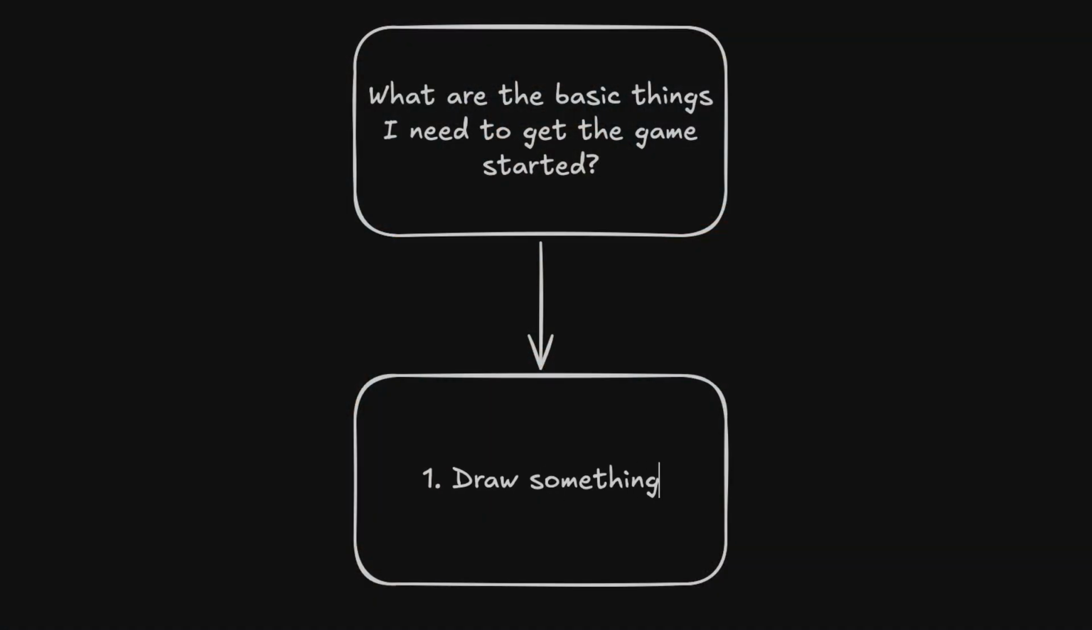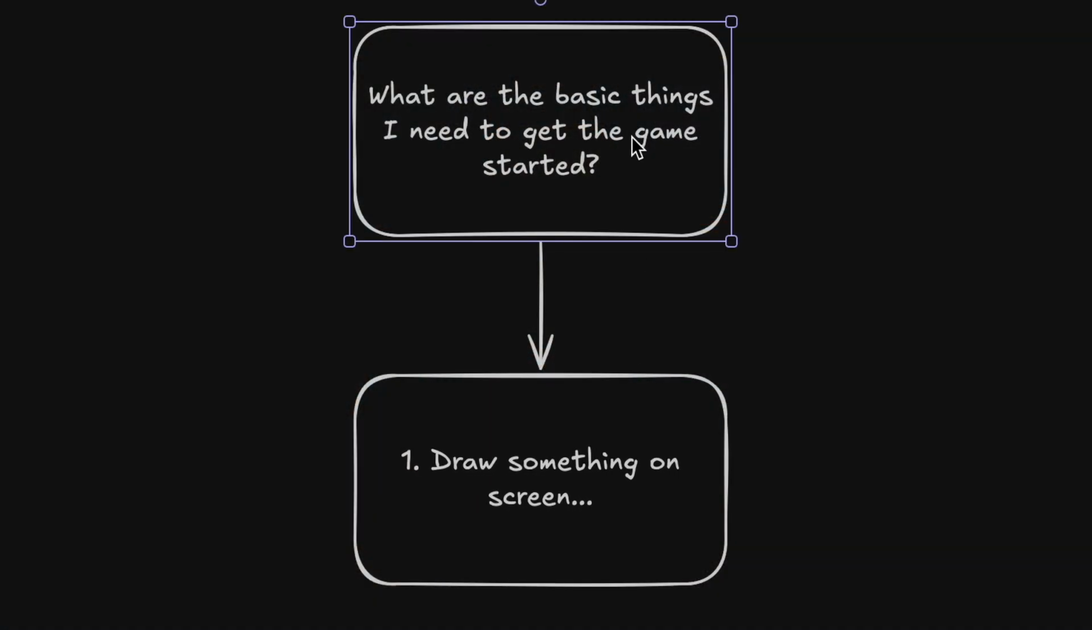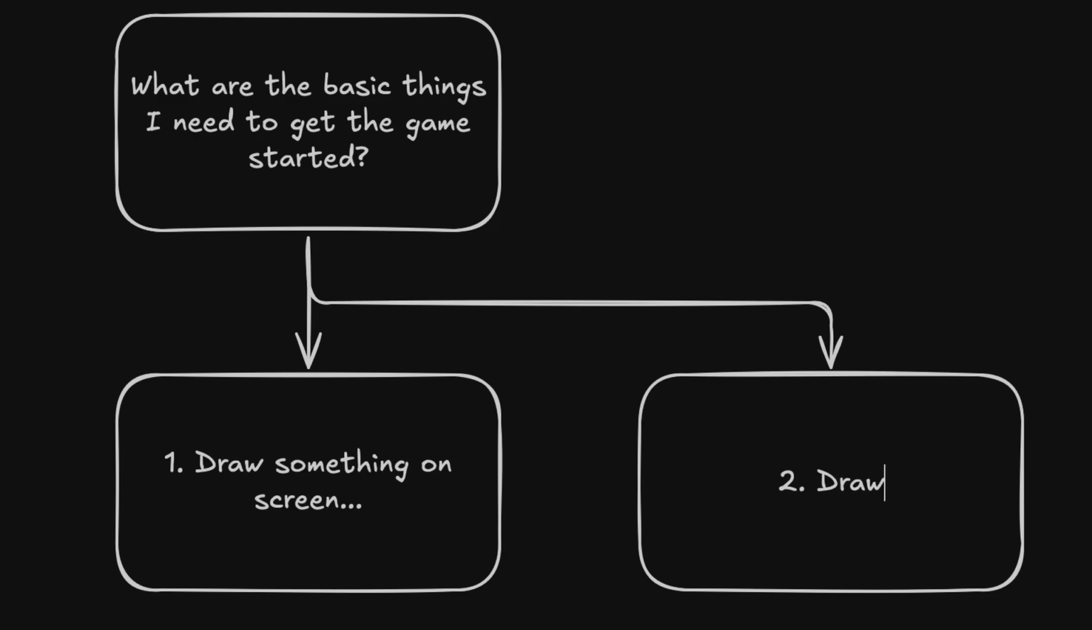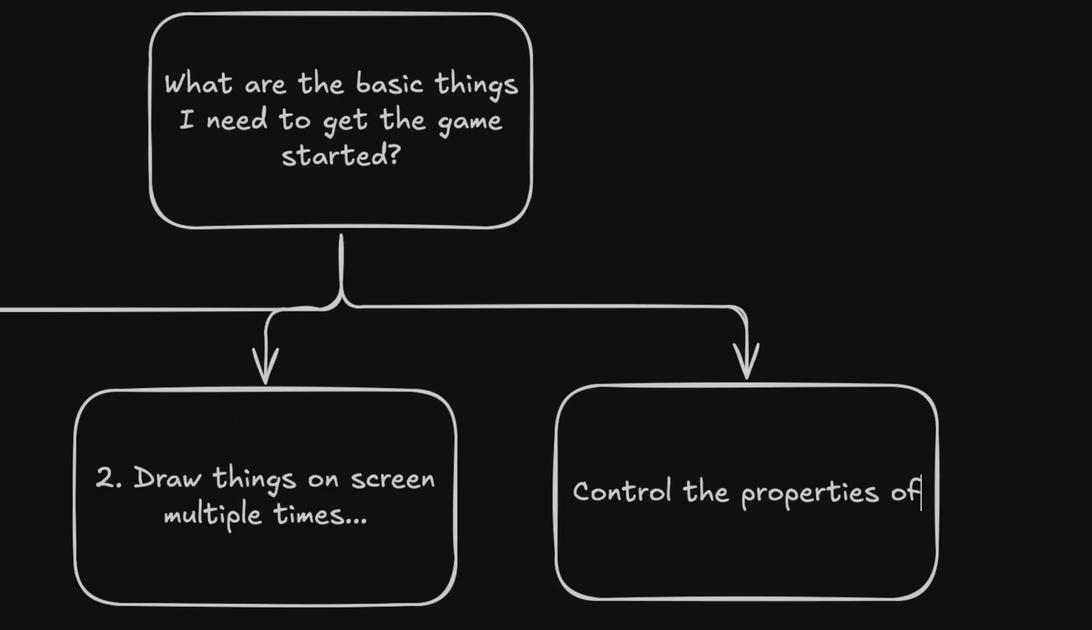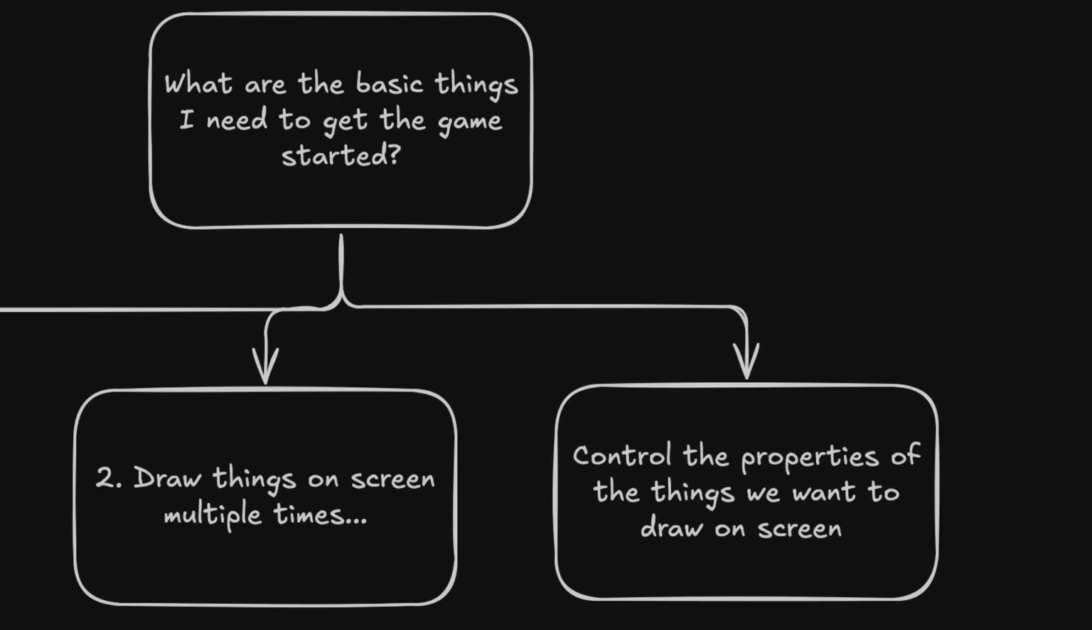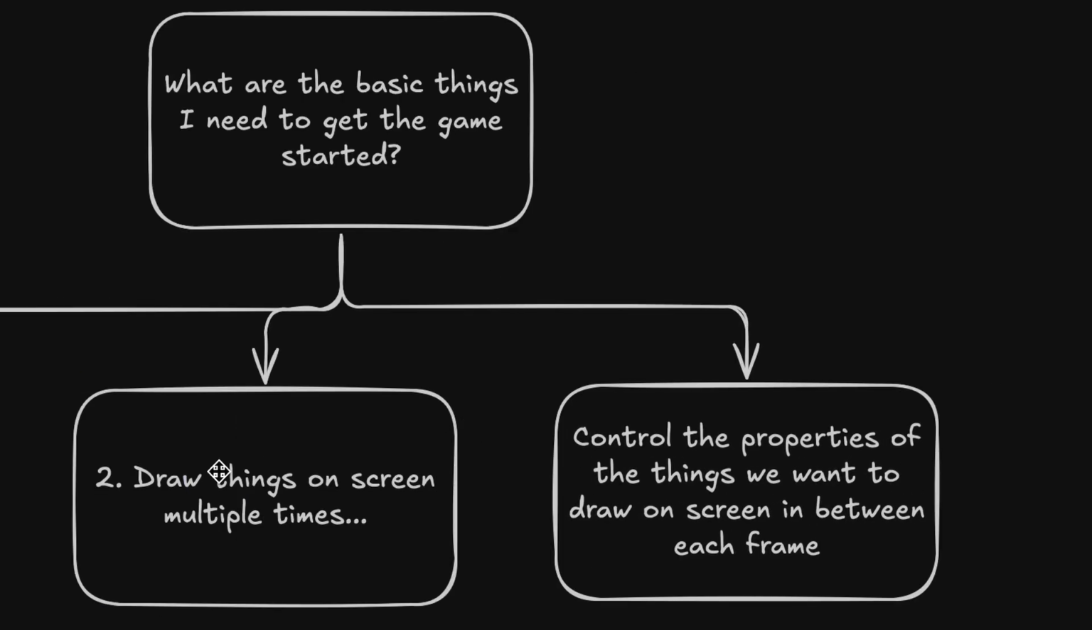I took a step back and I thought to myself, okay, what are the most basic things that I need to accomplish in order to get this game going? First thing is I have to draw something on the screen. After that, I gotta figure out, okay, how can I draw things on a screen multiple times in a second? Ideally like 60 times a second. And third, how do I control the things that are on screen in between every render? So let's answer these one by one.